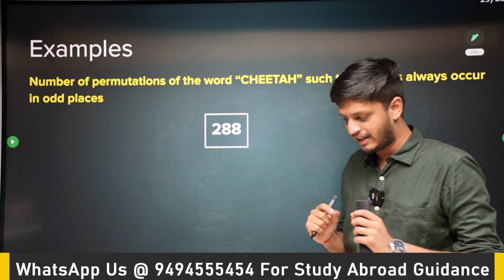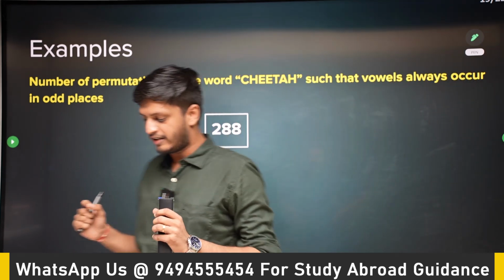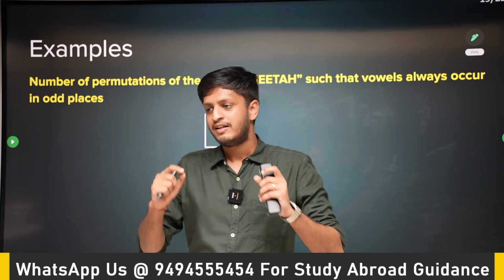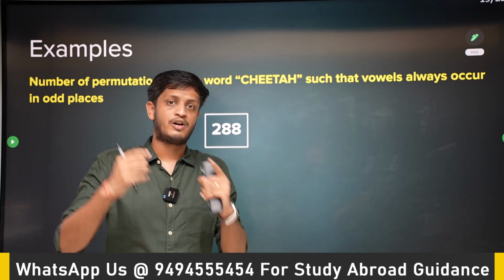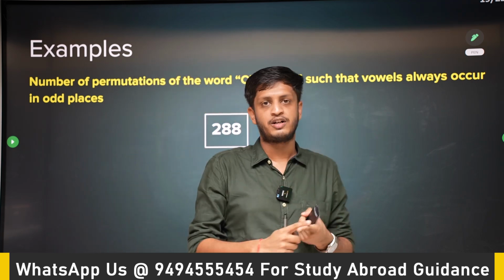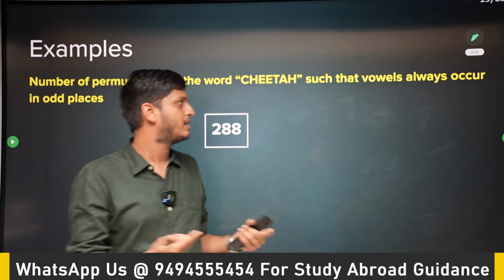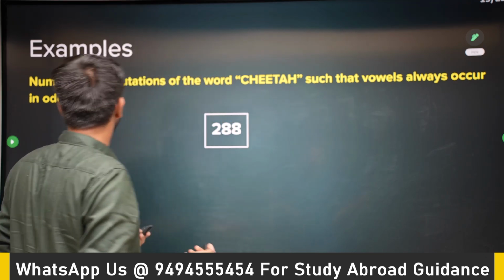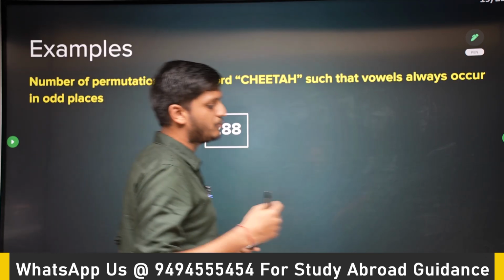So this is like having everything we have discussed so far. We have 7 letters. There was repetition and the vowels had to go in certain places. So it included permutation, the rule of product, and the concept of overcounting and undercounting. So that's how you do it. We will be doing more such problems.